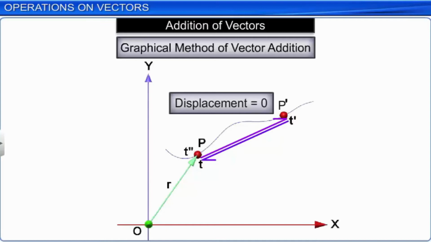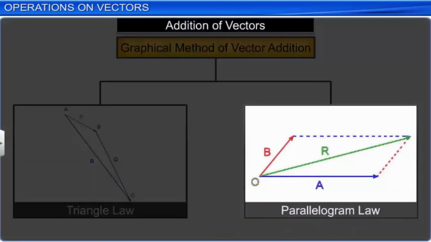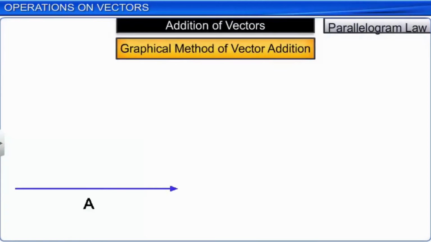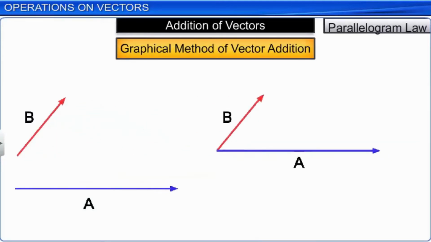Now let us discuss the parallelogram method for the addition of vectors. Consider vectors A and B which are to be added. Redraw the two vectors with their tails coinciding at a common origin O. Complete the parallelogram by drawing parallel lines. Then draw a diagonal passing through O. At the end of this diagonal, display an arrowhead. The diagonal represents the resultant vector R.